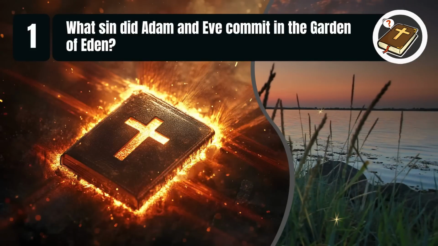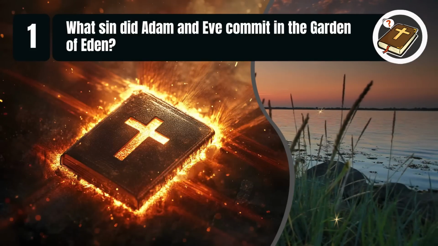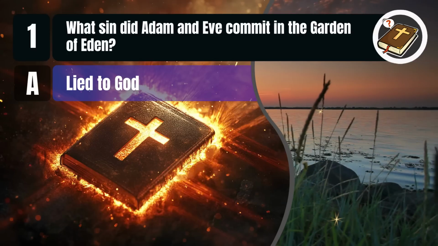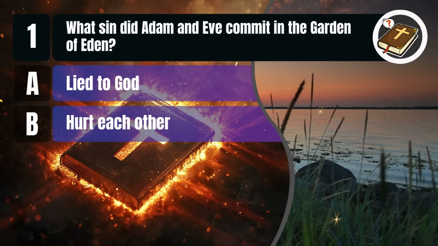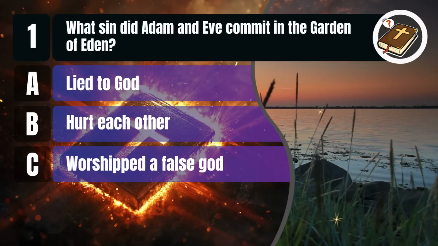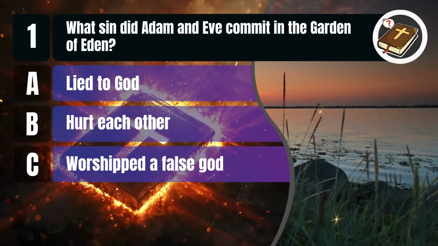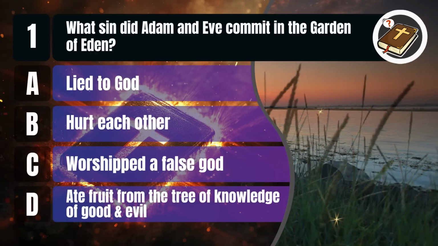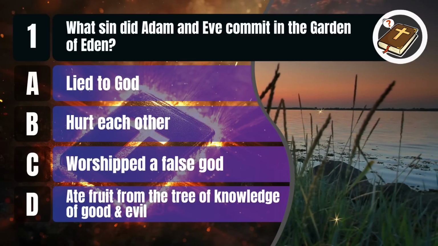Question 1. What sin did Adam and Eve commit in the Garden of Eden? A. Lied to God. B. Hurt each other. C. Worshipped a false god. D. Ate fruit from the tree of knowledge of good and evil. You get 10 seconds.